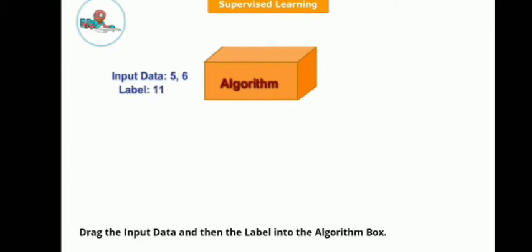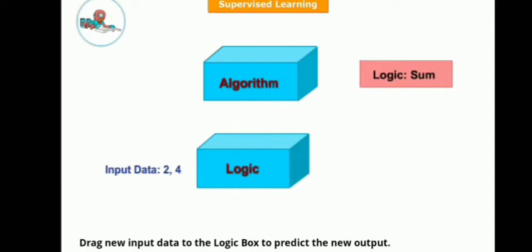Suppose you want a machine to learn the logic where it will calculate the sum of two inputs provided to it. You can provide a training data such as inputs 5 and 6, label or target 11. Drag the input data and then the label into the algorithm box for the machine to deduce the logic. Now, drag the new input data into the logic box to predict the new output.